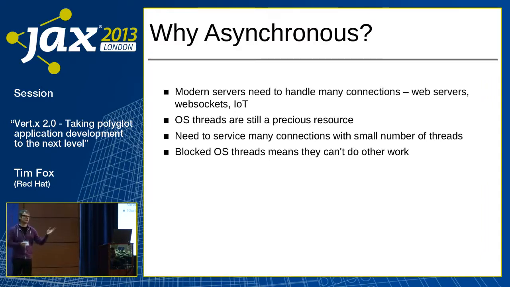Now you might ask, well, we could use continuations or something in order to give a direct style API, but still not actually block an operating system thread. But continuations aren't supported well, or they aren't supported at all on the JVM, and you can only do it by all sorts of nasty hacks, like basically rewriting your code in a different form. So that doesn't really work. So that's why we have asynchronous APIs.